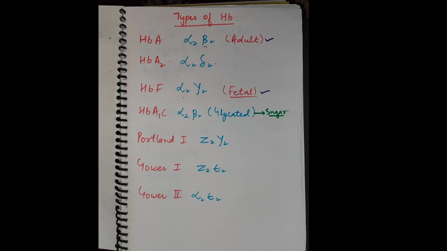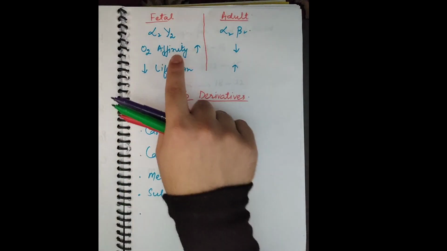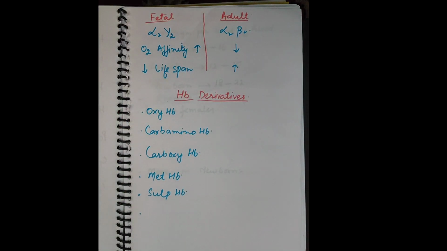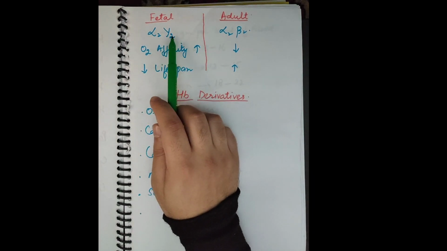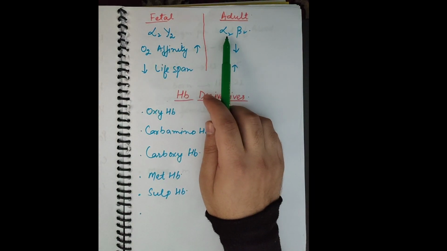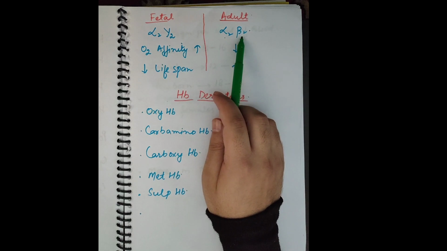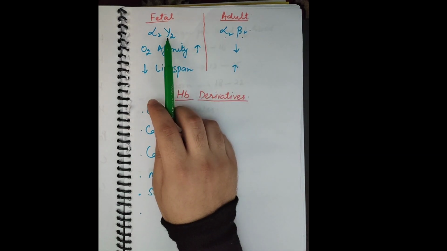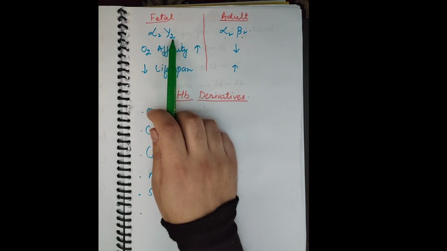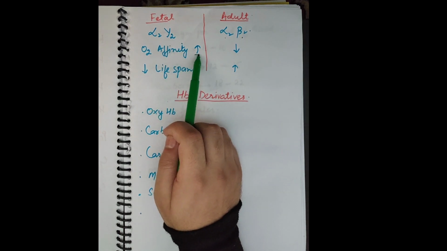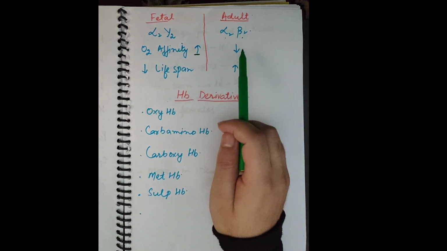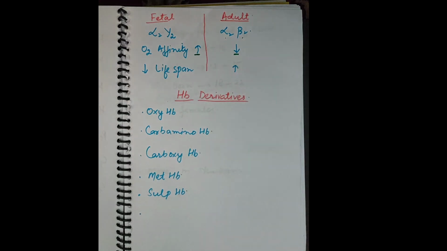Okay. So let us see some basic differences between adult and the fetal hemoglobin. Fetal hemoglobin has 2 alpha chains and 2 gamma chains. But adult hemoglobin has 2 alpha and 2 beta chains. Fetal hemoglobin, because of the presence of gamma chains, as I told you, has more affinity for oxygen. And adult hemoglobin has less affinity for oxygen.